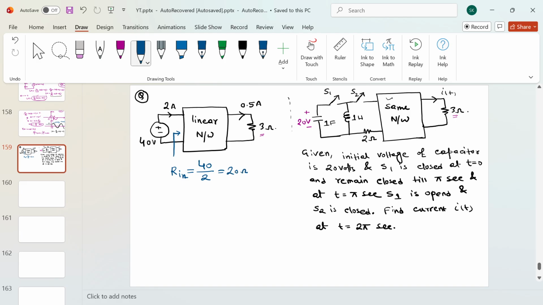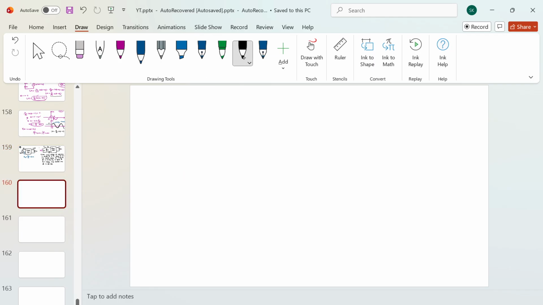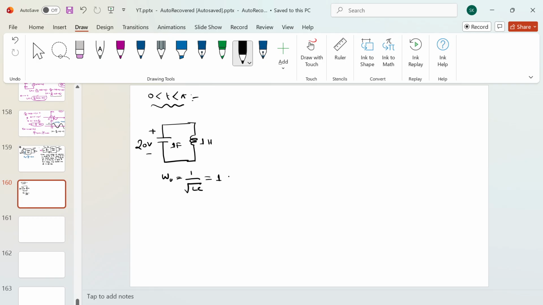Now I will analyze from 0 to pi second, because till pi second only S1 is closed and S2 is open. So what you have is a capacitor and an inductor. This capacitor has an initial voltage of 20 volt. This is 1 farad and this is 1 Henry. This is an LC circuit, an LC oscillator, and the frequency of oscillation is omega equals 1 by root over LC, that is 1 radian per second.